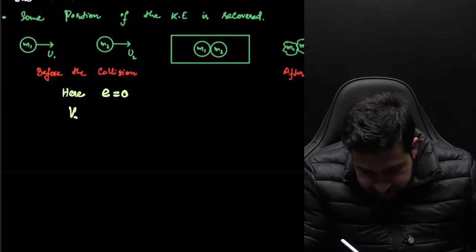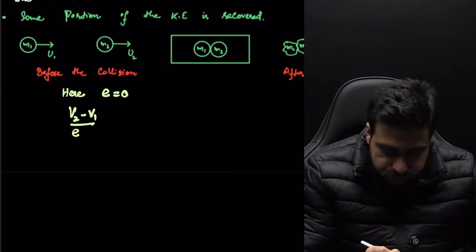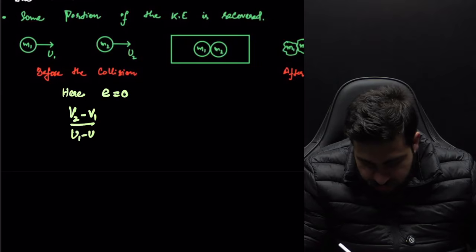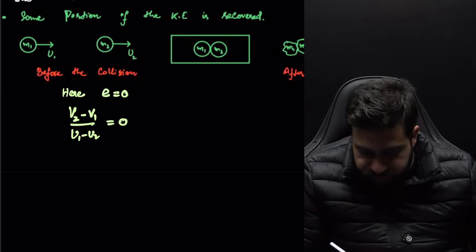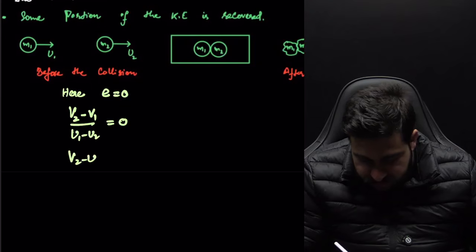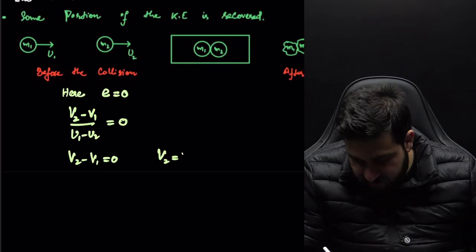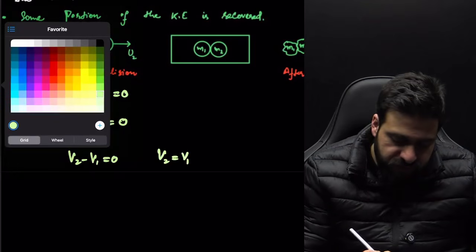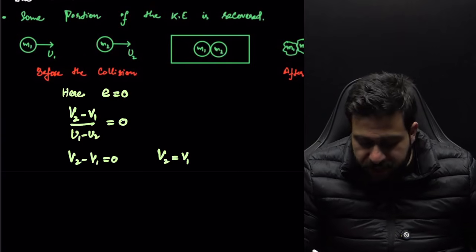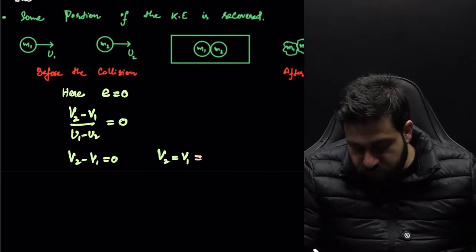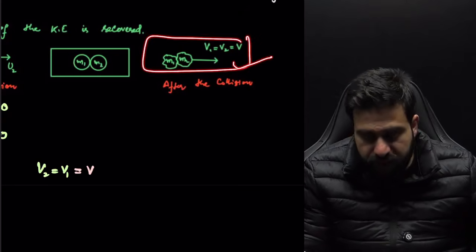So I can say (V2 minus V1) divided by (U1 minus U2) will be equal to E, and E is 0. So multiply this over here. So I can say V2 minus V1 will be equal to 0. So V2 will be equal to V1. This is, the velocity of the second object is equal to the velocity of the first object, equal to V. That's what I was saying. I have proven it also.